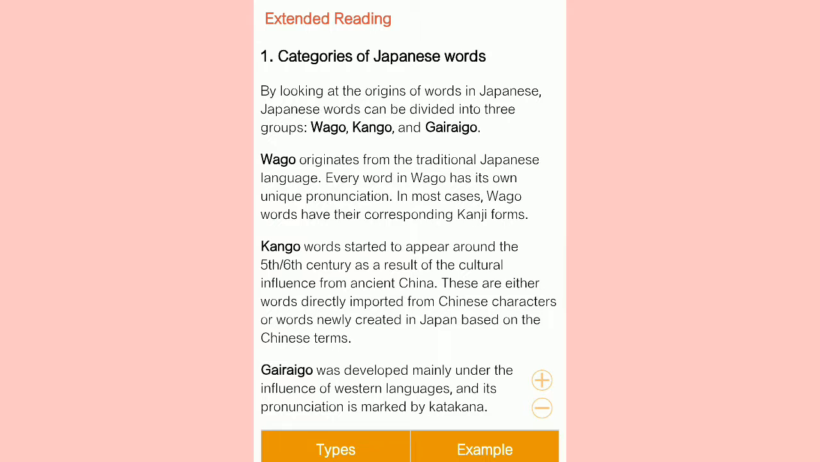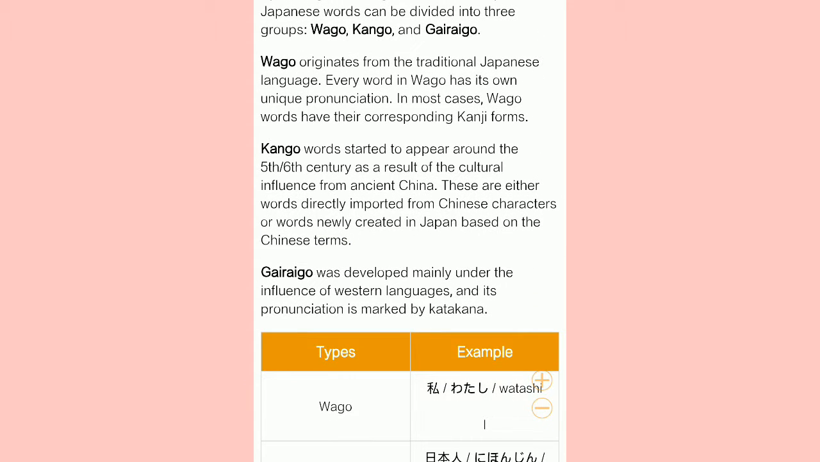There is a category of Japanese words. By looking up the origin of the word, Japanese words can be divided into three groups: Wago, Kango, Gairaigo.